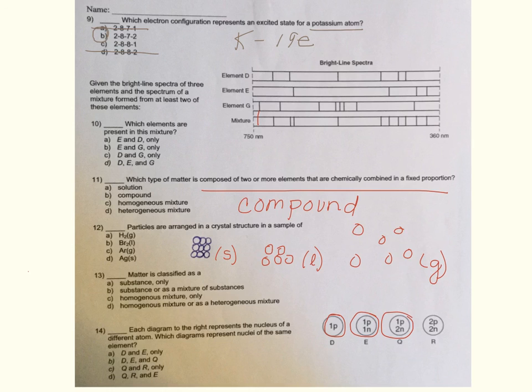They are isotopes of one another because they have the same atomic number, meaning same number of protons, but a different mass number, different number of neutrons. So the answer was B, D, E, and Q. And that wraps it up for our atomic theory review quiz.